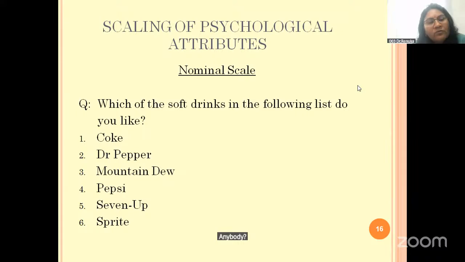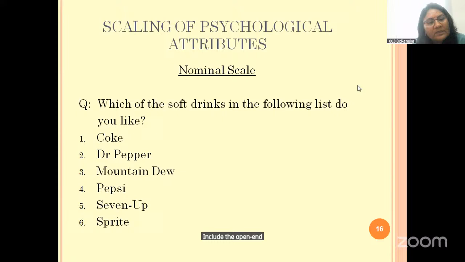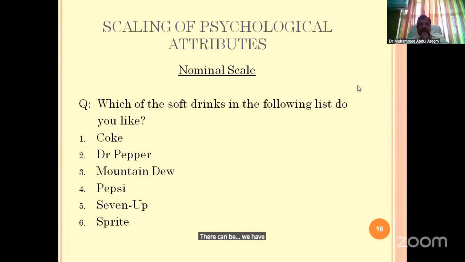Sir, a new idea will be helpful in the limitation of the study. Further study can be done on the open-ended questions, and for findings and suggestions, we can include open-ended questions to be considered. There can be new ideas and inferences coming from open-ended questions.